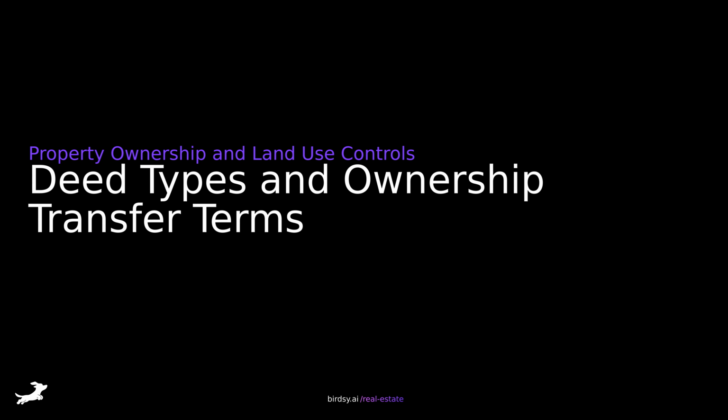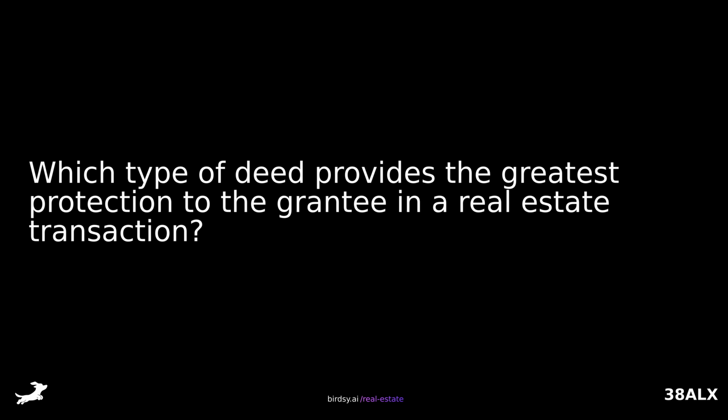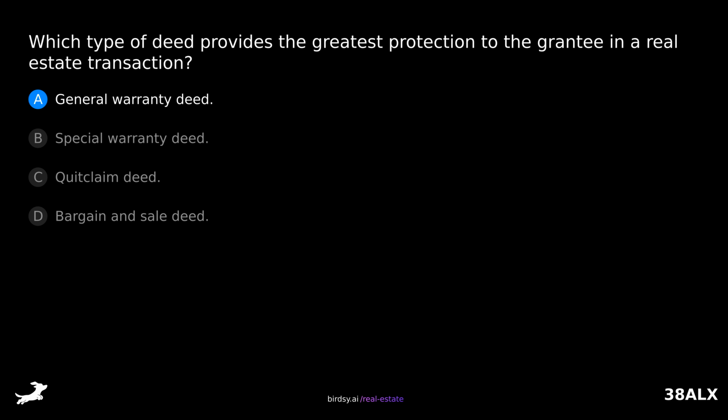Deed types and ownership transfer terms. Which type of deed provides the greatest protection to the grantee in a real estate transaction? Is it A, general warranty deed, B, special warranty deed, C, quitclaim deed, or D, bargain and sale deed? The correct answer is A.